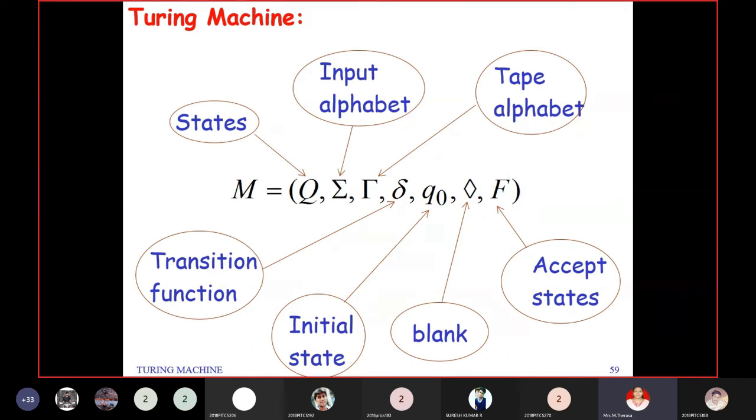So this gamma is a superset of sigma. Okay, sigma is subset of gamma.